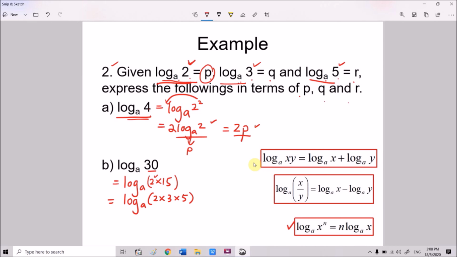So now you see that 30 is a combination of 2 times 3 times 5, which we have here: 2, 3, and 5. And now, since it's a multiplication here, we can use this product law to rewrite this as log base a of 2 plus log base a of 3 plus log base a of 5. And according to the question, given that log base a of 2 is p, log base a of 3 is q, log base a of 5 is r, this is the final answer.